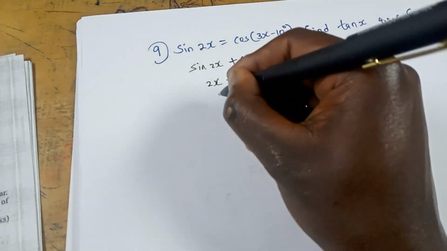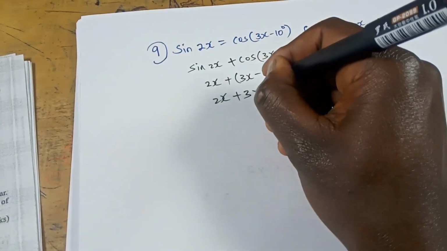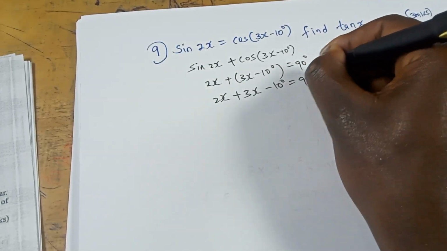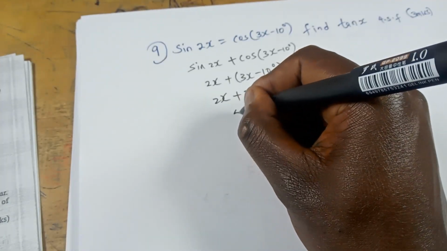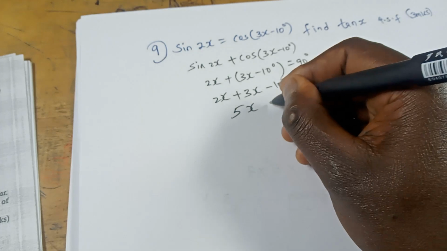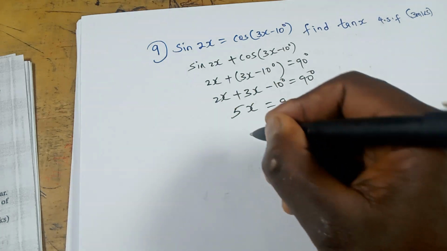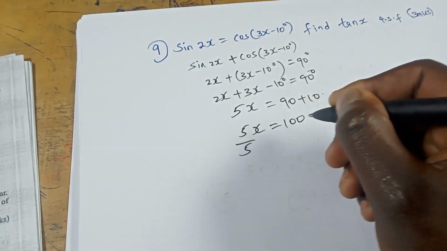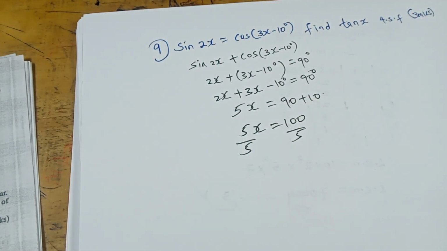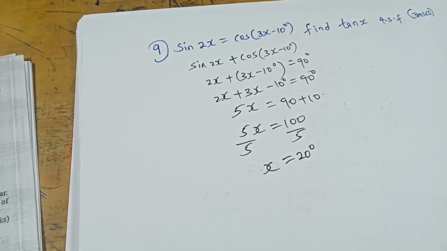So 2x plus, we open the bracket, 3x, then plus minus is minus, so it will be minus 10 degrees, is equal to 90 degrees. 2x plus 3x is going to give us 5x is equal to 90 plus 10. When you add 90 plus 10, you are going to get 100. So 5x is equal to 100. For us to get x, we divide both sides by 5, and we are going to get our x as 20 degrees.